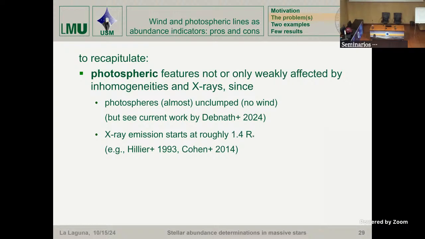So, to recapitulate, photospheric features are only weakly affected by inhomogeneities, namely the photospheres are thought to be unclumped. However, there are recent calculations and simulations which show us that maybe this is also not true.